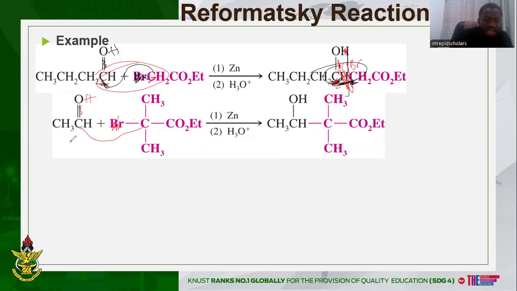If I'm writing this product, I'll first of all write this carbon C. Around the C, I'll have an OH. I will have a CH3. Now I can bring this H here down. Then the next bond directly bonded to this carbon, the Br is no more there. I'll have CH3, CO2Et, and then I'll have CH3. That is it. Good.